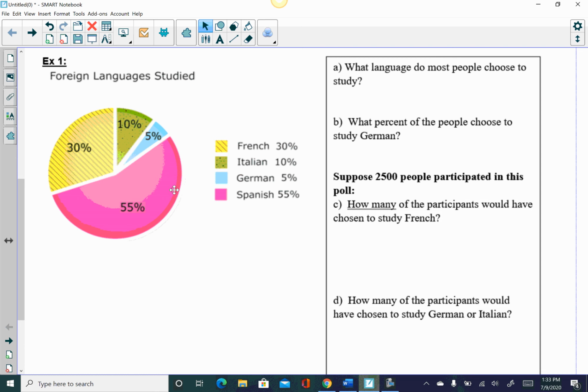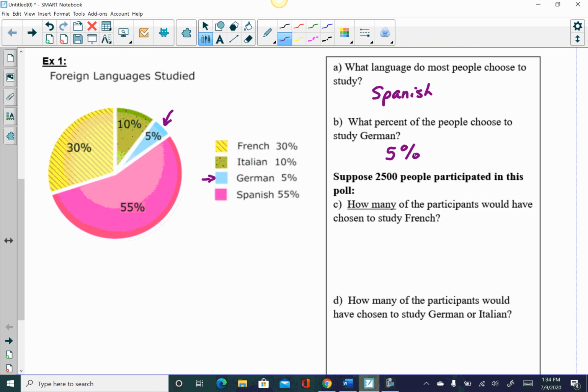And so we can see here that our highest percentage is this 55% corresponding to the language Spanish. So we would put our answer there. And then it says in part B, what percent of the people choose to study German? German is this light aqua color here, which would represent 5%.